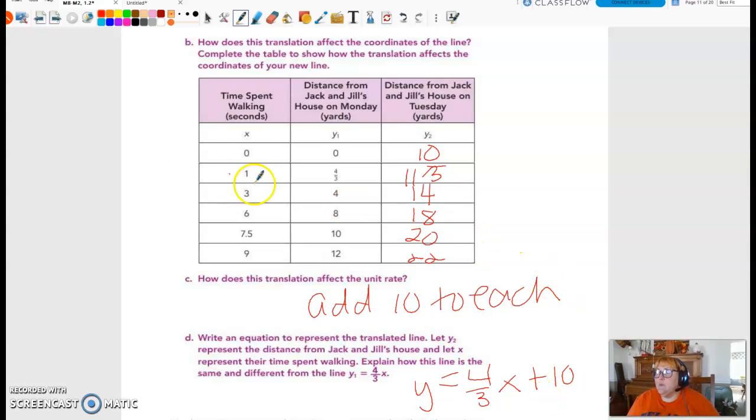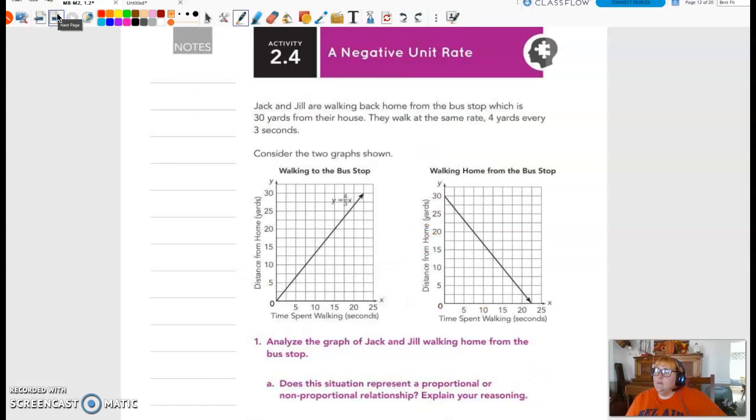So now we're going to start some new notes today by continuing this lesson. All right, so lesson 2.4 talks about what happens if we have a negative unit rate. Jack and Jill are walking home from the bus stop, which is 30 yards. Before they were going from home to the bus stop, so now we're going in the opposite direction. So it's negative because they want to go home. It says it's 30 yards from the house, and they're walking at the same rate of 4 yards every 3 seconds. So that's what this is showing you here.